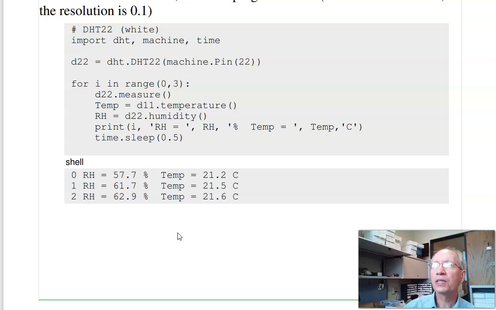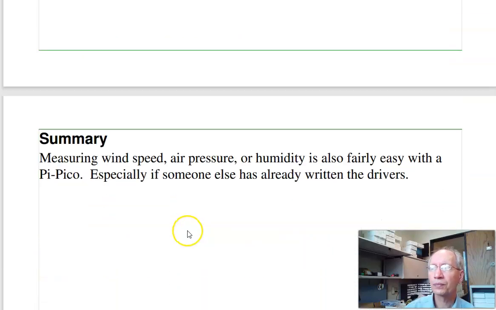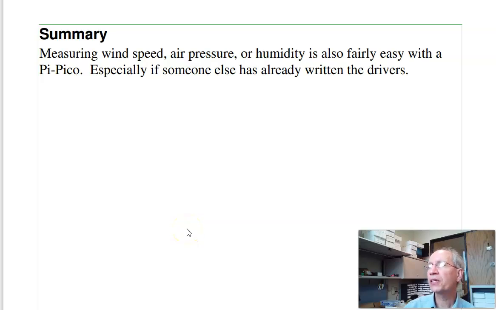But with the DHT sensor and the BME and BMP sensors, I can measure temperature, humidity, and pressure. And they're really not that hard to read. These are digital sensors, so you need the driver routines. But given the driver routines, measuring wind speed, air pressure, and humidity is actually fairly easy, especially if somebody else has written the driver.